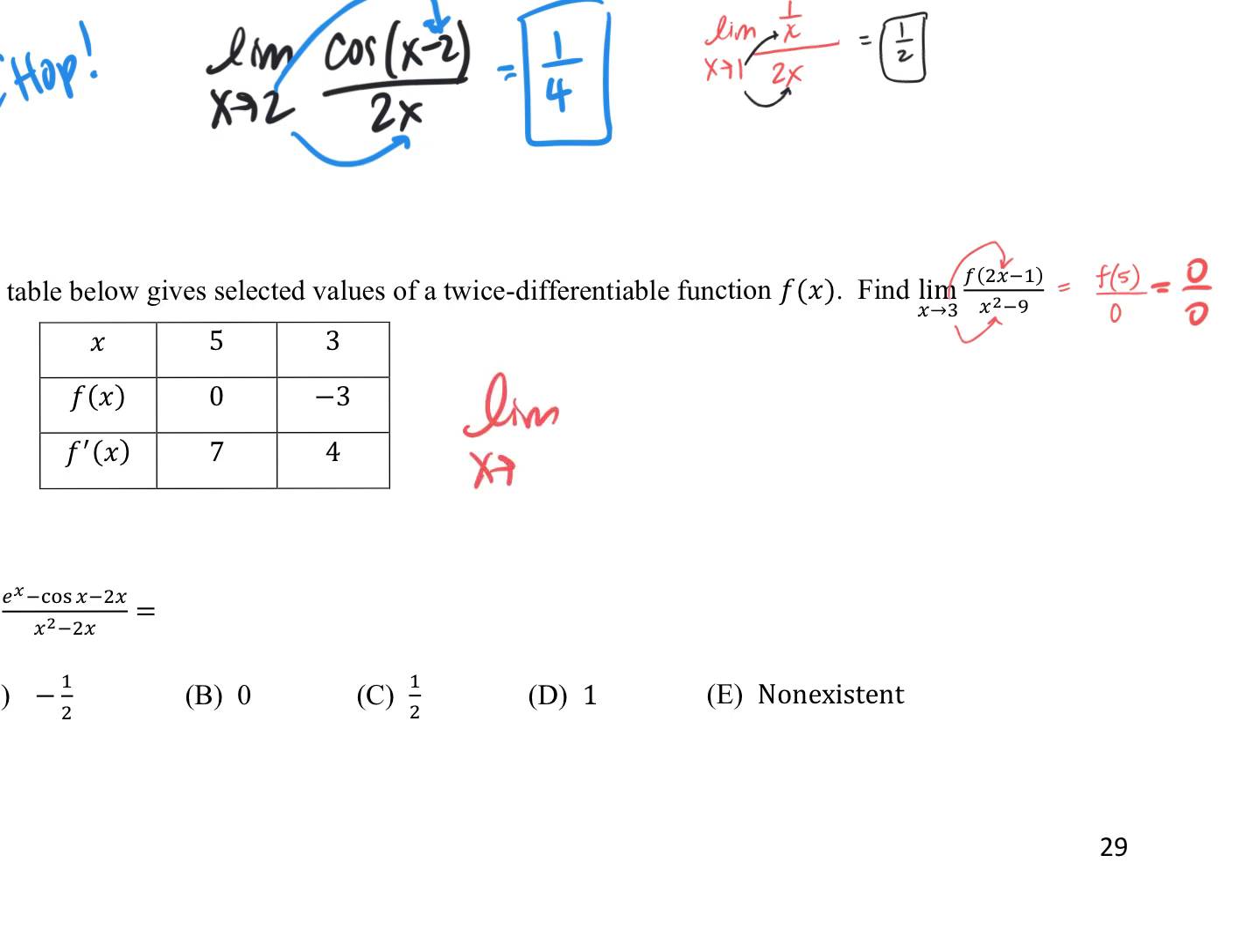If we get a 0 over 0 and they want this limit, we have to apply L'Hôpital's, which just means we take the derivative of the top. Be careful. What's the derivative of the top? Outer and inner. F prime of 2x minus 1 times 2, the derivative of the inner. Very good, you guys. Over derivative of the bottom. 2x. Let's plug that 3 in.